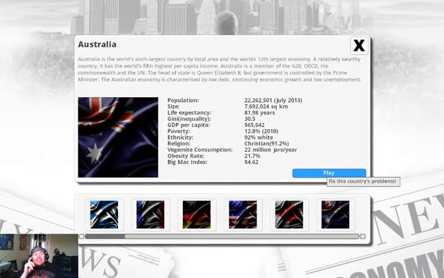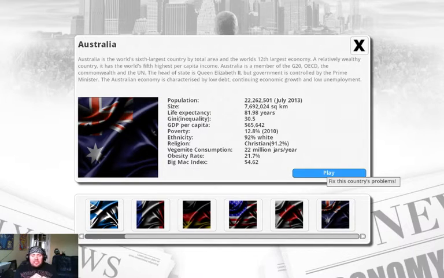The last one we come on to, Australia. The world's 6th largest country by total area and the world's 12th largest economy. A relatively wealthy country, it's the world's 5th highest per capita income. Australia is a member of the G20, the OECD, the Commonwealth and the UN. The head of state is the British monarch Queen Elizabeth II, but the government is controlled by the Prime Minister. The Australian economy is characterised by low debt, continuing economic growth and low unemployment.